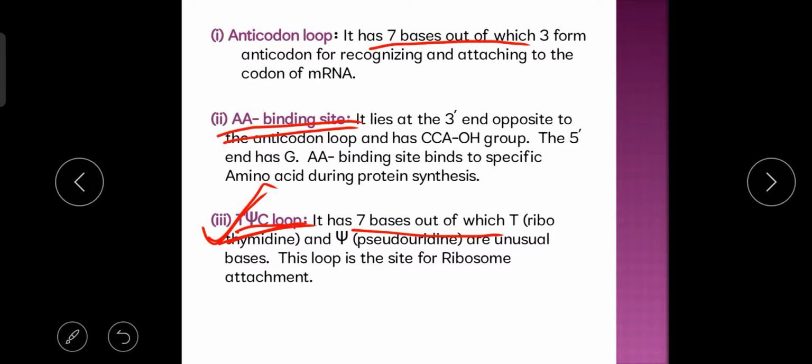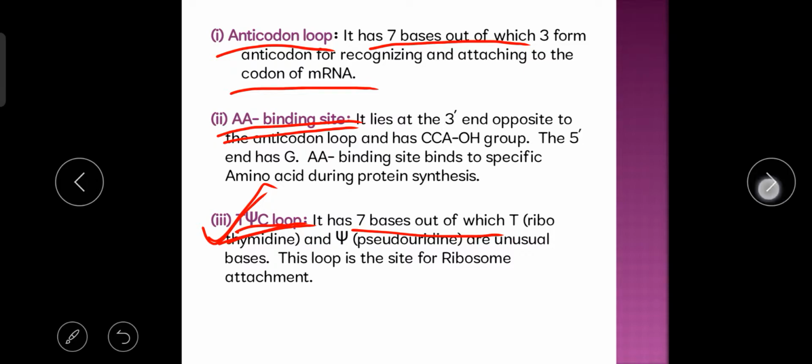Okay, and what is the anticodon loop? The anticodon loop helps in the binding or attachment to the genetic code of messenger RNA. Simply, you have to remember the anticodon loop binds to the messenger RNA. The amino acid binding site helps in the binding of amino acid, and the T psi C loop helps in the binding or attachment to the ribosome during the synthesis of protein.